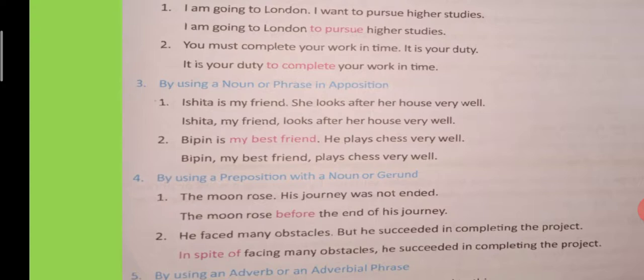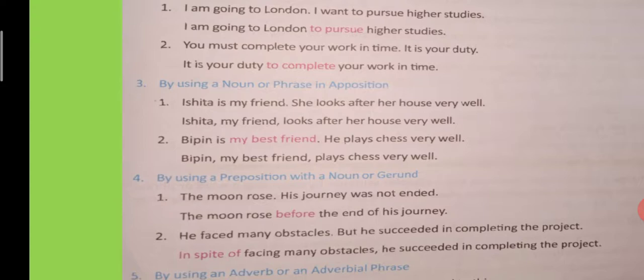Okay. Now the fourth point, by using a preposition with a noun or gerund. You have to use a preposition with a noun and gerund. Here the first one: the moon rose. His journey was not ended. You have to change it into a single simple sentence. Then you will use a preposition. The moon rose before the end of his journey.